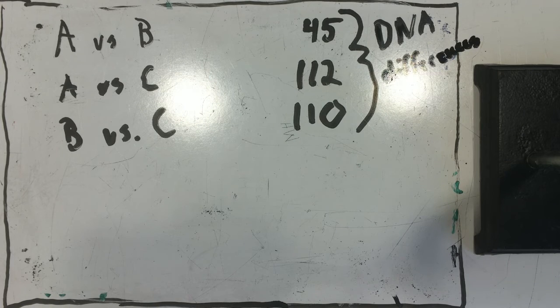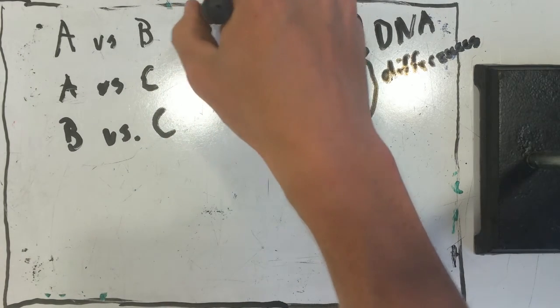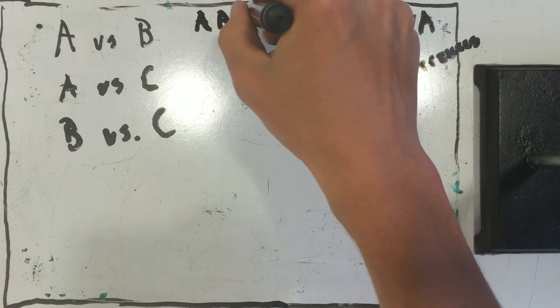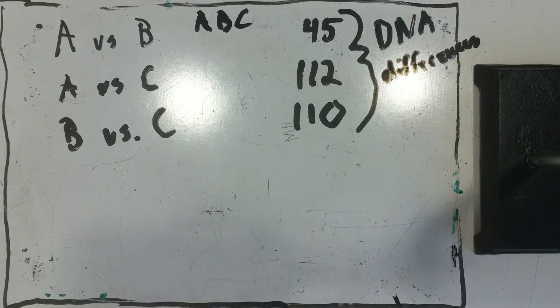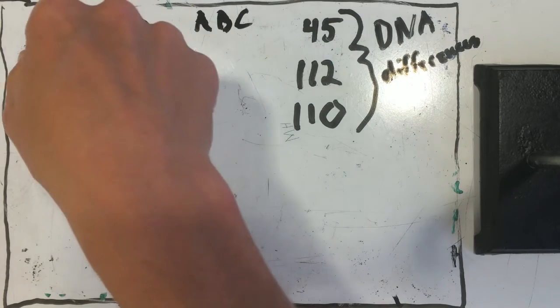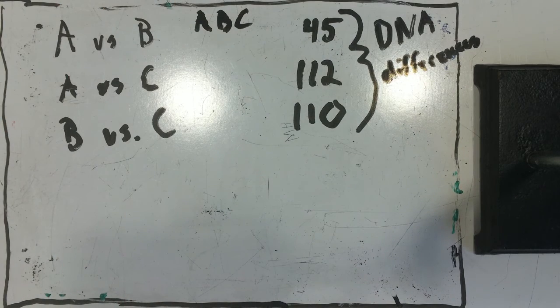So notice that because the number of DNA differences tell us how long ago two species diverged, we can use this to construct an evolutionary history. So let's say we've got 3 species, A, B, and C. We can compare A versus B. We can sequence their DNA and we can count the number of times that there's a difference in their DNA sequence. In this case, 45.